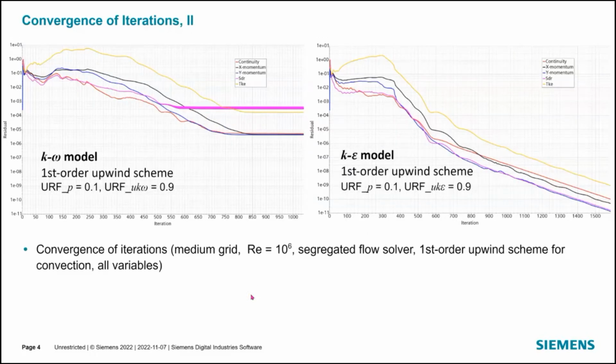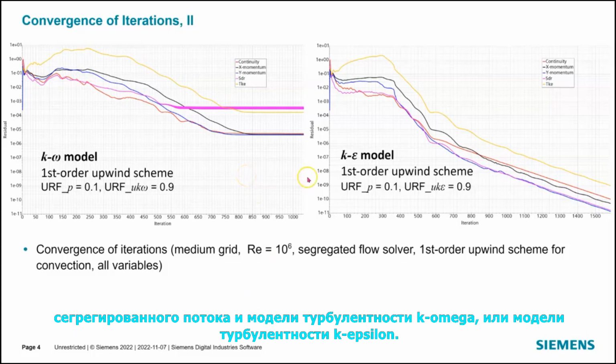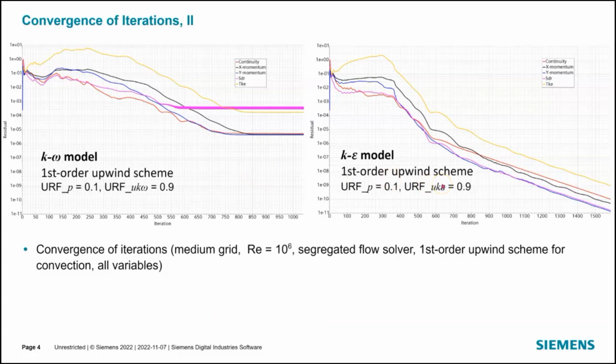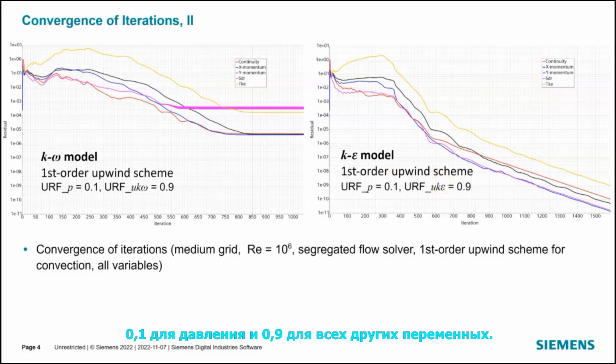These plots show convergence of iterations on the medium grid for the turbulent flow at Reynolds number 1 million when using the segregated flow solver and the k-omega turbulence model or k-epsilon turbulence model, with convection fluxes discretized using first order upwind scheme for all variables. Under-relaxation factors were 0.1 for pressure and 0.9 for all other variables. In the case of the k-epsilon turbulence model, residuals can be reduced down to the round-off level, but in the case of the k-omega model, they can't. The residuals stop reducing at some level.